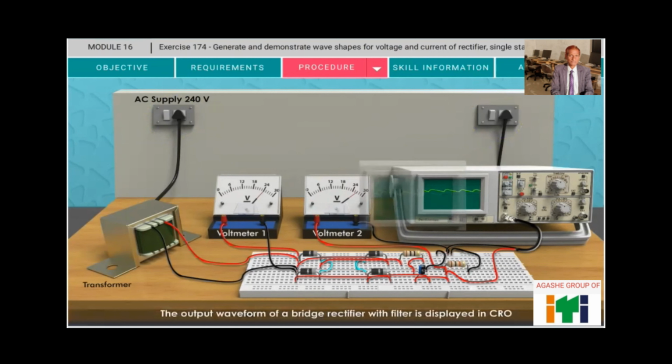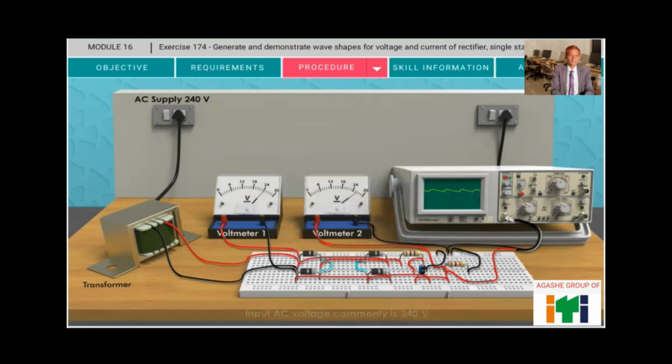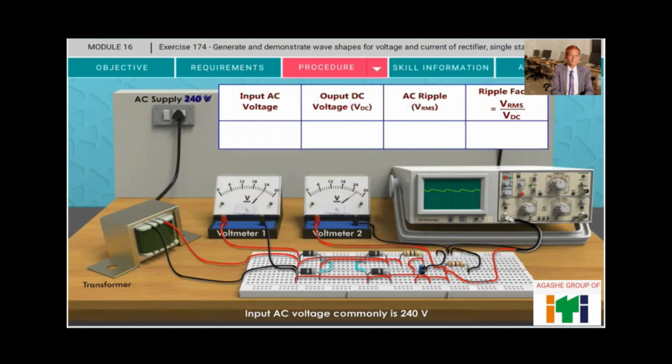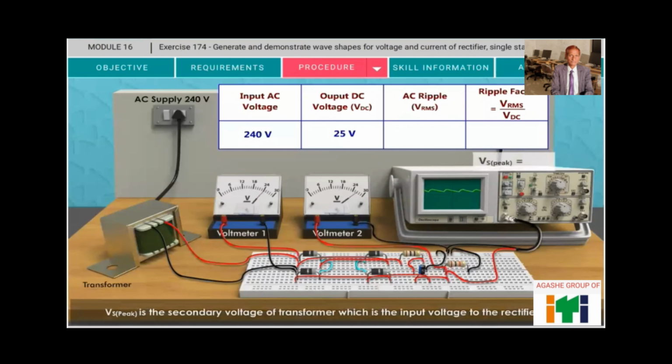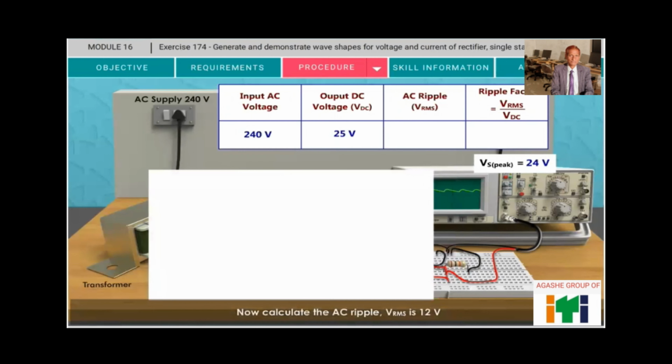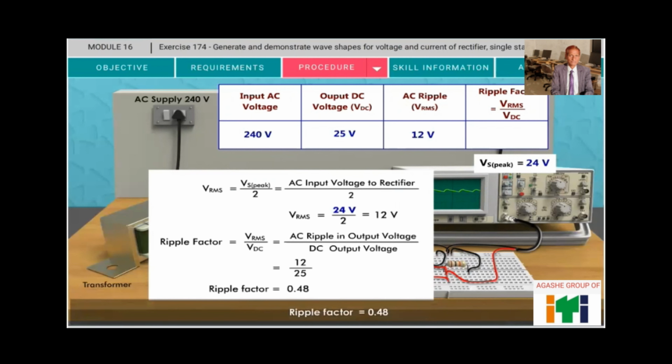The output waveform of a bridge rectifier with filter is displayed in CRO. Input AC voltage is 240 volt. Output DC voltage is 25 volt. VSP is the secondary voltage of transformer, which is the input voltage to the rectifier circuit. Now calculate the AC ripple Vrms is 12 volt. Calculate ripple factor using the formula. Ripple factor is equal to 0.48.